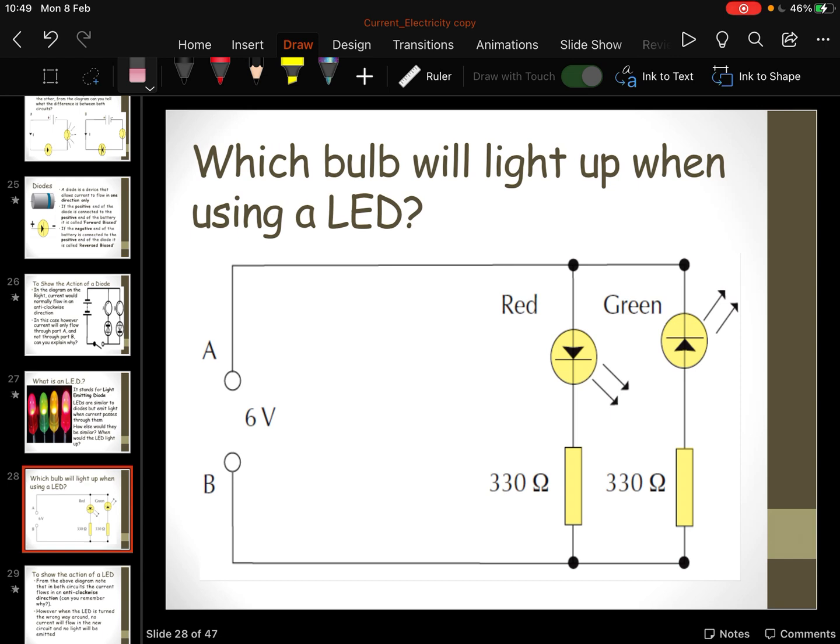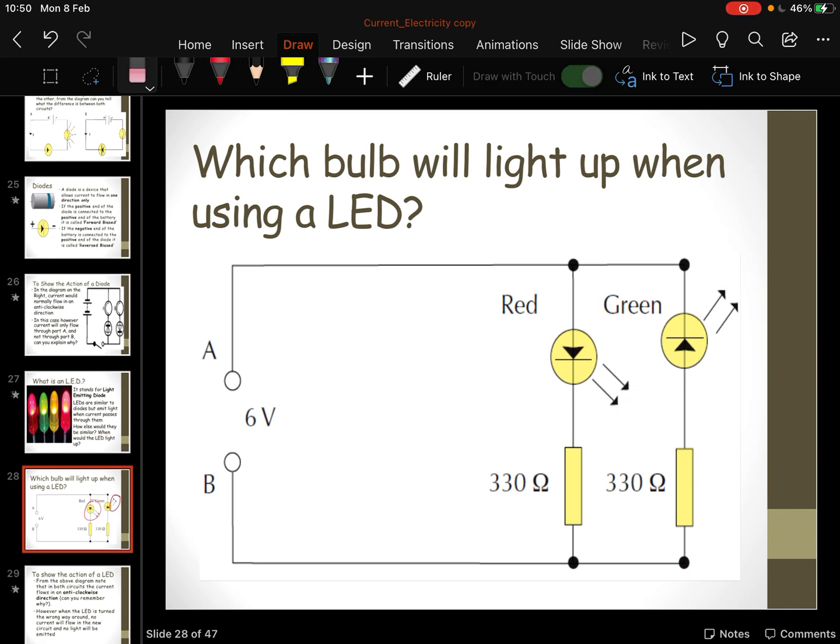So as you can see here, which bulbs would light up when using an LED? That's the symbol for an LED, by the way. It's basically the symbol of a diode, the same symbol as a diode, but you have two arrows coming off to indicate light. That's what the arrows are for. So these little arrows indicate it's giving off light.